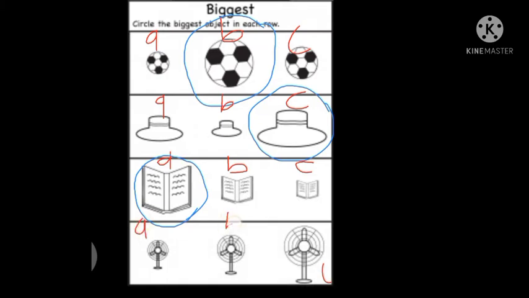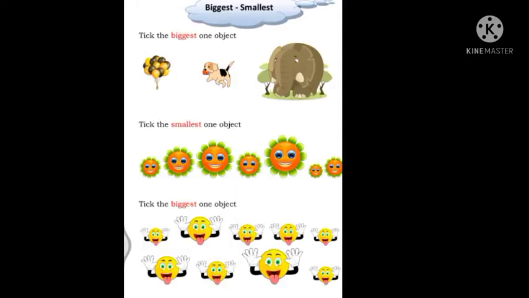Now fans given. So here 1, A, B and C, three fans were there. Among these three we have to circle that fan which is big in a size. So you can easily see, clearly see, this fan is the biggest in a size, right? So we have to put the circle on the C fan. Everyone clearly understood? Biggest.